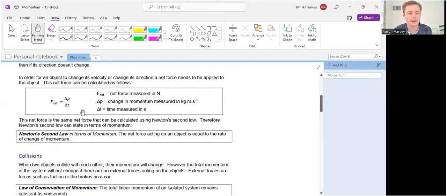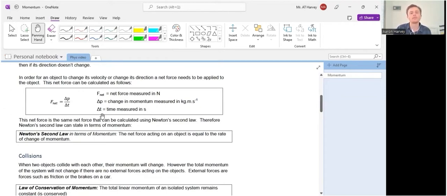So we need to look at our units. So our net force will be measured in newtons, which hopefully you will know by now. Our change in momentum, even though it's a change in momentum and not just purely a value for momentum, is still measured in the same units, our kg meters per second. And our change in time, again, even though it's a change in time, it is still measured in the same unit as time. And in this case, it does need to be seconds.